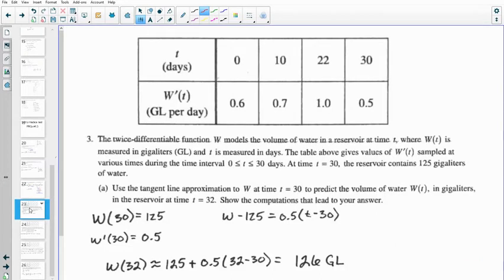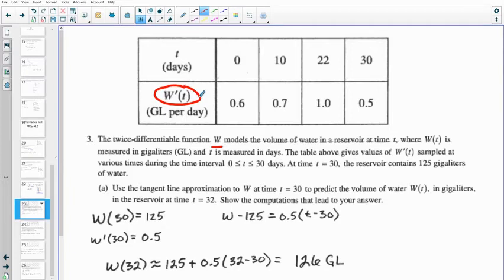And then question 3, reminder, skip question 2. It's a good question, but covers stuff that we didn't do involving motion in 2 dimensions. So we'll skip straight to question 3. Let's see, I have a volume of water. W is the volume of water. Notice that we're looking at W prime in here. So this isn't the amount of water, this is the rate that the water is coming in.